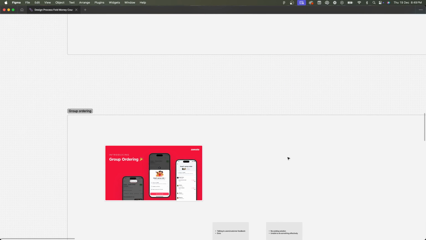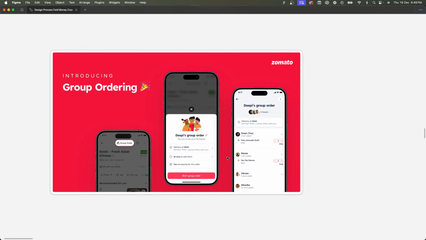Next one. Group ordering. Now, group ordering is definitely something that customers would have requested, and Zomato also could have identified this, because if they see a lot of people ordering large amounts of orders to places like work, or birthday parties, or get-togethers, it could be anything, right? So there is an actual requirement from users, and they also could have identified this by looking at data saying that very large groups of orders are being ordered for various occasions, and this could also be coming as feedback from the restaurants themselves, right?